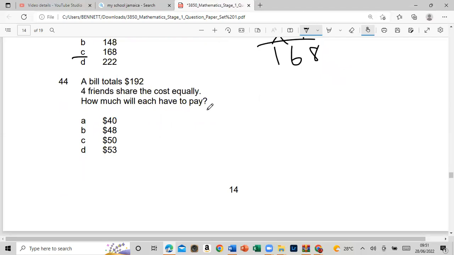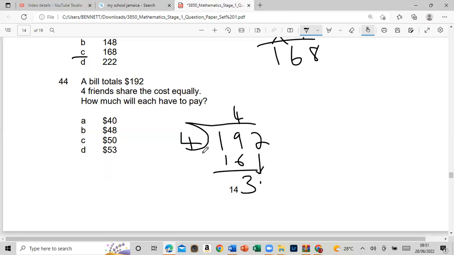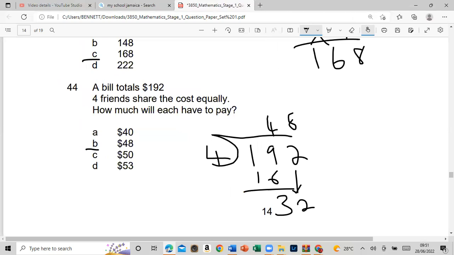A bill totals 192. 4 friends share the cost equally. How much will each person pay? So that's 4 into 192. Subtract that, leave 3. Carry on the 2. 4 into that leaves 8. So that's 48.